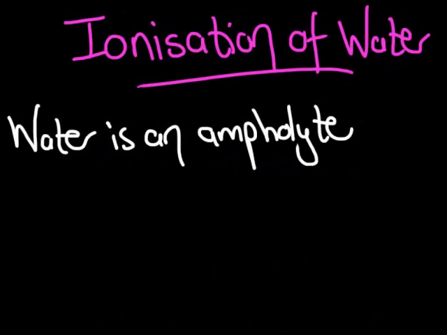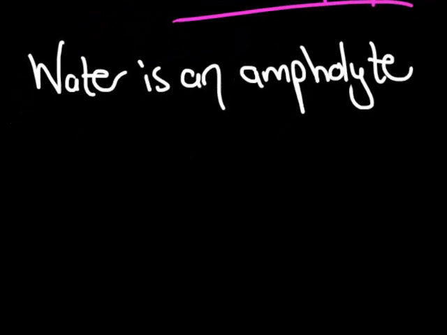Now let's start off by taking a look at the ionization of water. Remember, ionization basically means the breaking up into smaller particles here. Now, do take into account that water is an amphibole, as we've discussed in some of our previous lessons. Now, let's take a look at a reaction that will actually show how water is an amphibole with itself.